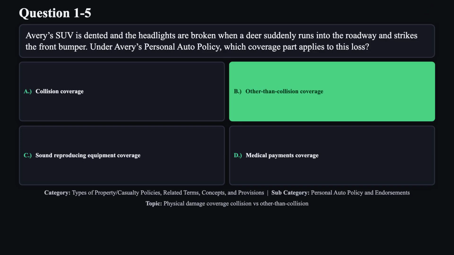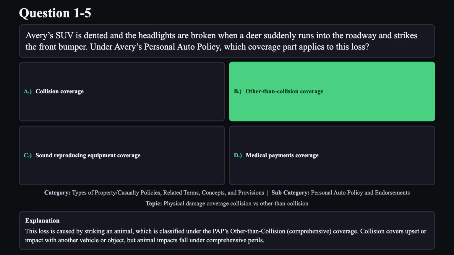The correct answer is B. This loss is caused by striking an animal, which is classified under the PAP's other than collision, comprehensive coverage. Collision covers upset or impact with another vehicle or object, but animal impacts fall under comprehensive perils.